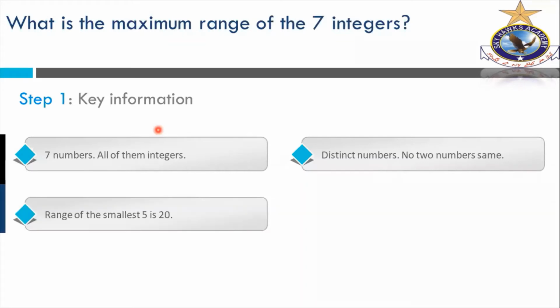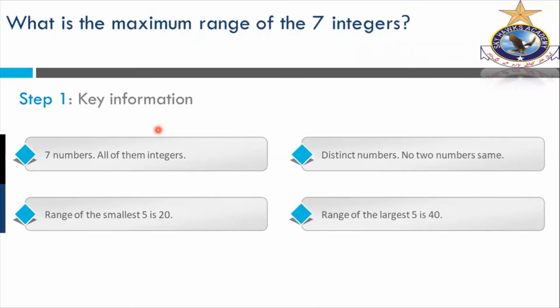Okay. The third one is that the range of the smallest five is 5. Range means that you subtract the smallest value from the largest value, and you get the range. So once again, it's simple. The next is that the range of the largest five is 40.